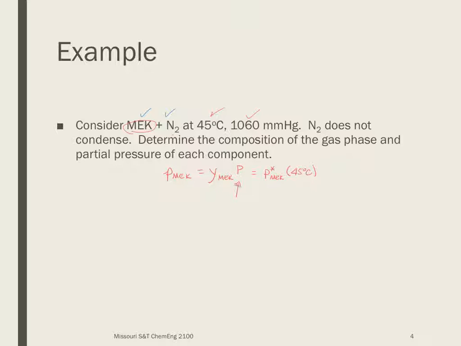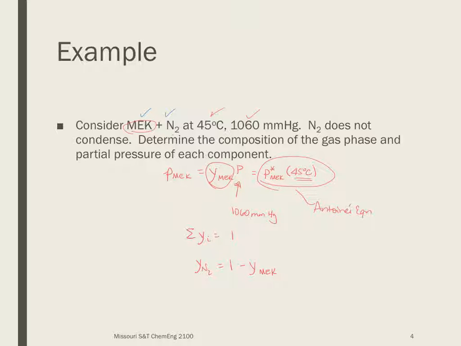So I know this, right? This is 1060 millimeters of mercury. I'm looking for this. I know the temperature, and I can use something like Antoine's equation to find the vapor pressure. That will allow me to find Y for the MEK. And I know that the sum of my Y's has to equal 1, so therefore Y for the nitrogen is going to be 1 minus Y for the MEK.